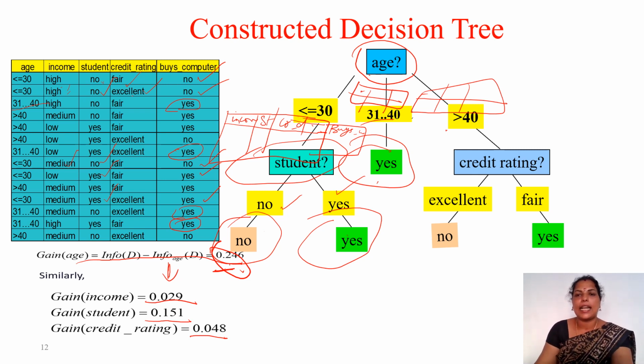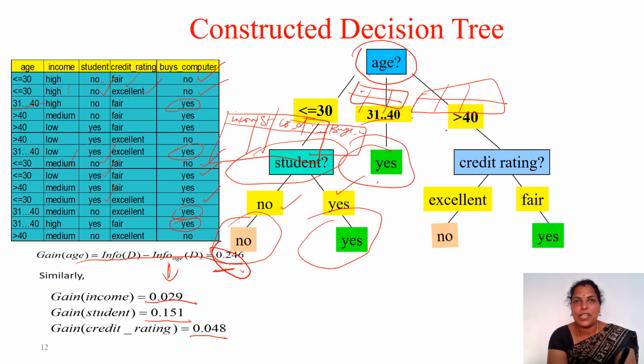Then if age is greater than 40, you have to again check, as we have checked for the first category. Likewise, we have to check, and if it is splitting correctly on credit rating, we draw the decision tree like this. Here we have student as well as credit rating, but income is not included in the decision tree because the income attribute is not splitting perfectly. So this is the final constructed decision tree using the ID3 algorithm.